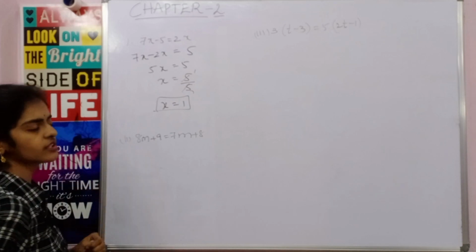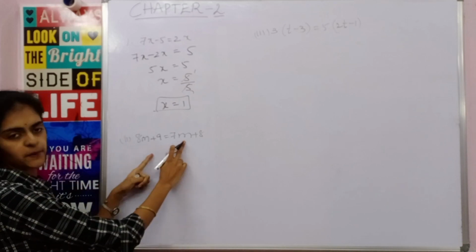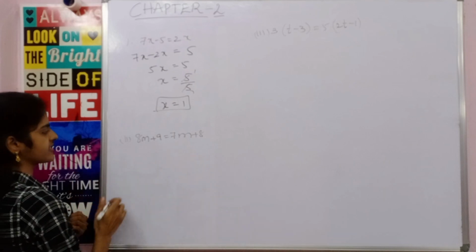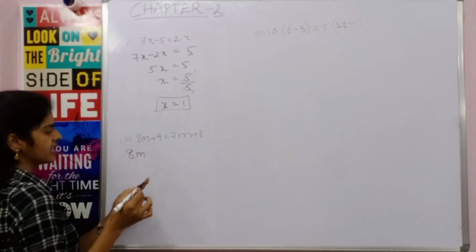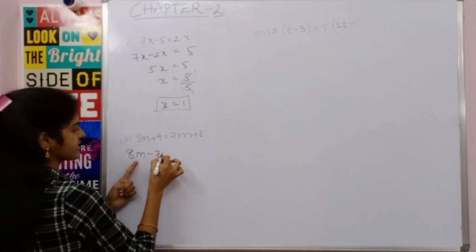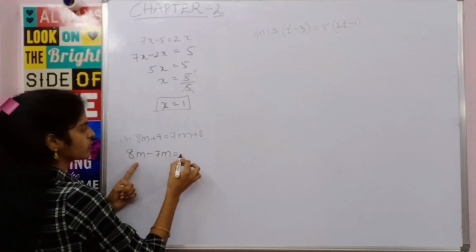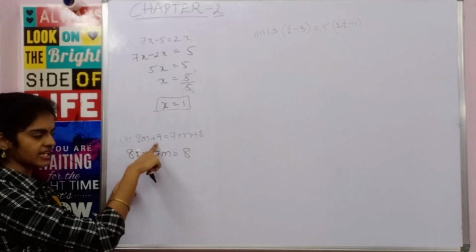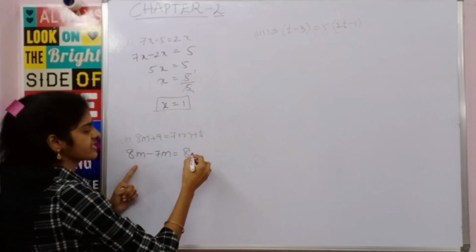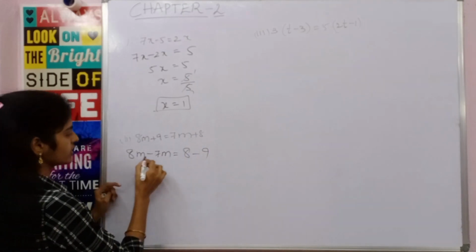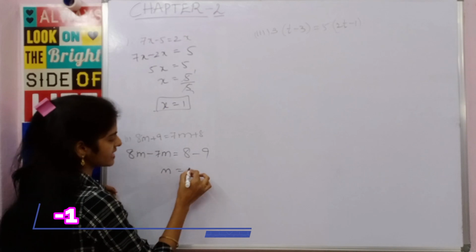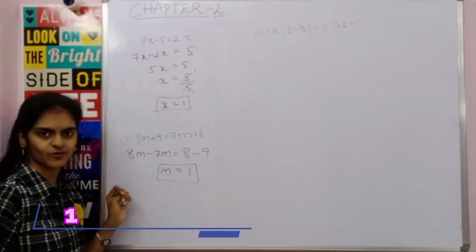Now coming on to the next problem, you have m as a variable. Let us bring all the variables to one side and constants to the other side, okay? So you have 8m, let us bring 7m to this side, so it is 8m minus 7m equal to 8 in the RHS. Now you have 9 also in the LHS, so let us bring 9 to the other side, so it becomes minus 9, okay? So this is nothing but 8m minus 7m is m equal to 8 minus 9 is 1, okay? So m is 1, clear?